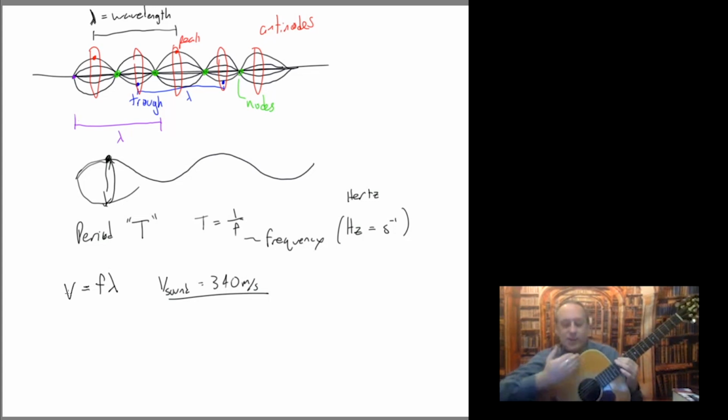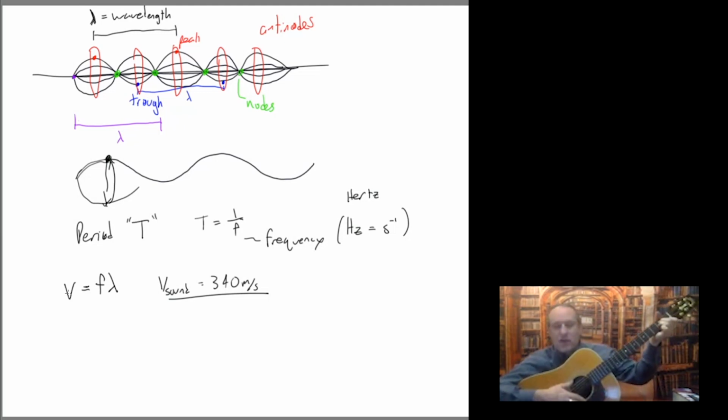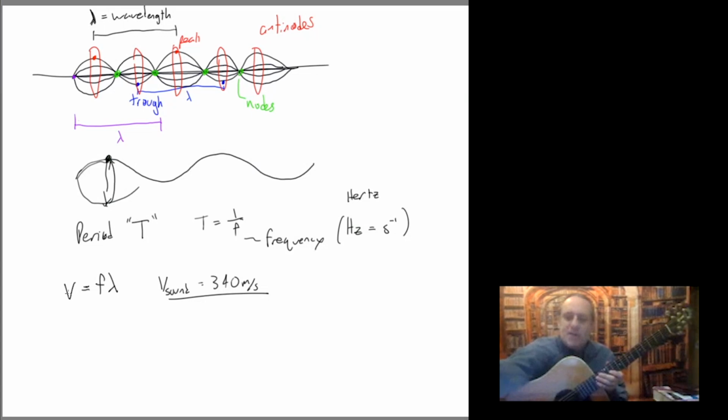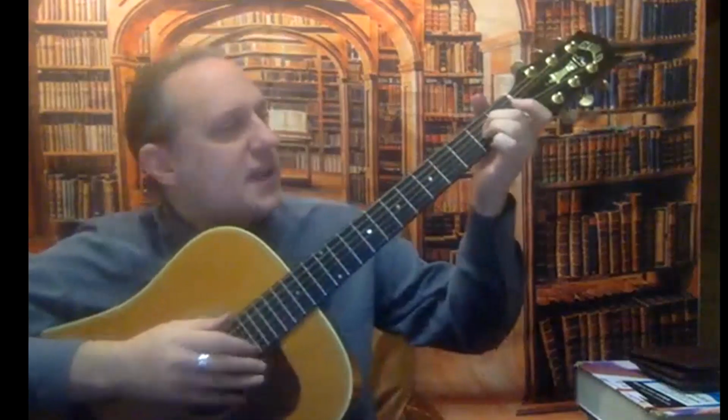So the way a guitarist or a violinist makes different notes, different frequencies, is by just changing the length of the string. We cannot change the speed of the sound in the string very easily, not while we're playing. So the only thing we can do to change the frequency is to change the length. I don't know if you can see. Can you see this? Can you see the guitar? No? Let me see if I can. Okay. All right, so you can see it now.